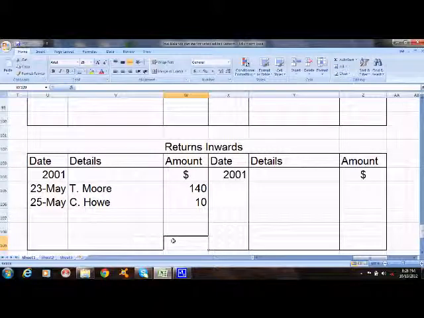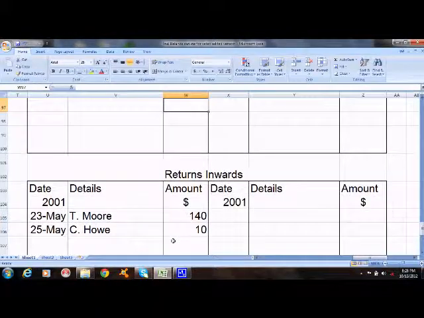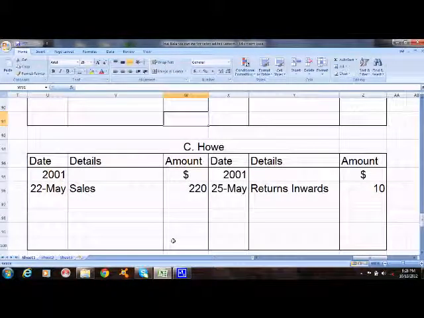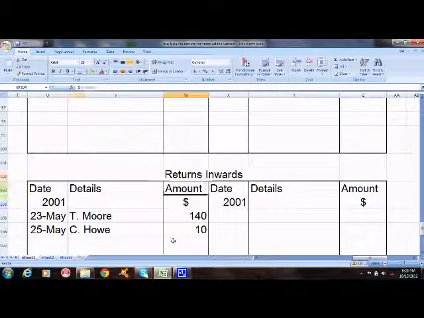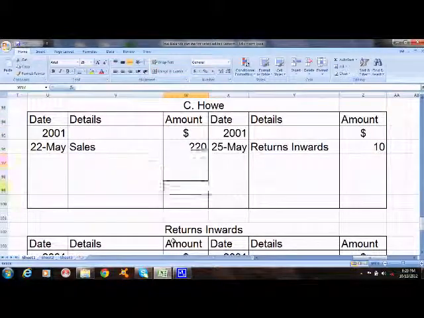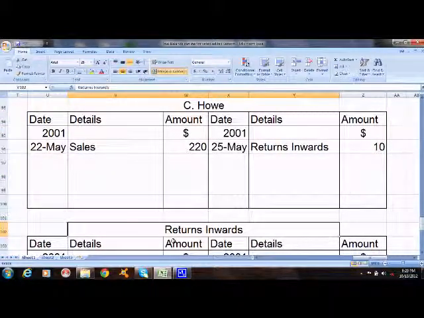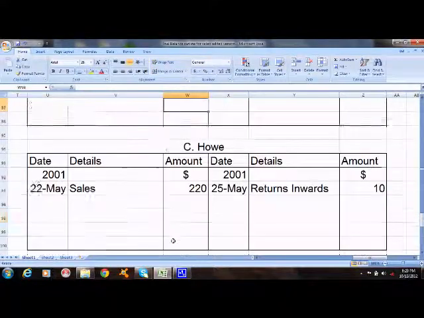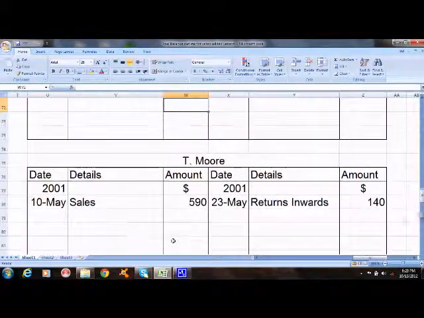Alright, May 28, returned goods worth $80 to K Young. K Young is a liability. Our liability is going to be decreased because we are returning goods to K Young. So we're going to debit K Young because it's a liability, and liability is decreasing with debit. I'm going to credit returns outwards because the stock is decreasing as well.